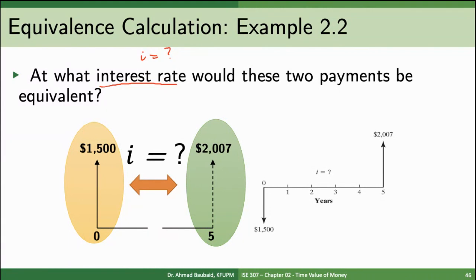At what interest rate would these two payments be equivalent, right? If you think about it, you can frame the problem as follows. Suppose I take the $1,500 today and I invest it at some interest rate I. When will it be worth $2,007 5 years from now? That's how these two payments would be equivalent, right? So you can sketch it as follows. I'm going to deposit the $1,500 today with some interest rate I. In 5 years, I want to withdraw exactly $2,007. And I need to find the I that makes these two things equivalent. Okay? So it's not when, it's at what interest rate?